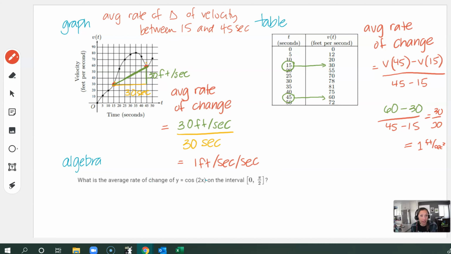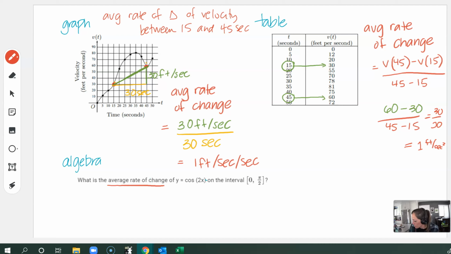And the same thing happens in terms of the algebraic way when we're given the actual function itself. So our last question here says, find our average rate of change. And by the way, I stole every one of these questions from a calculus book, so none of these are even pre-calc questions. And this time it's saying on this interval.